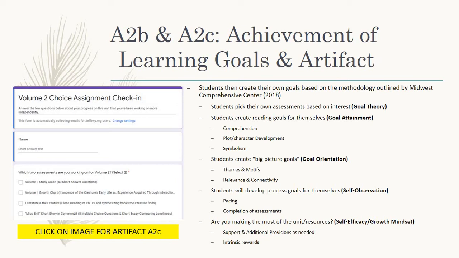Students will get to create reading goals for themselves. This falls under the category of goal attainment. And this can be something as simple as trying to figure out what the novel's about by looking at comprehension, plot and character development, or even symbolism.